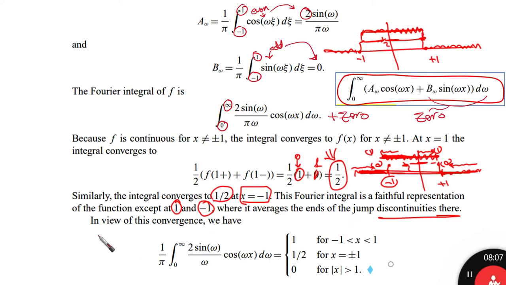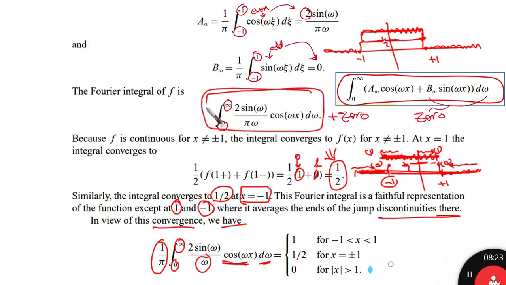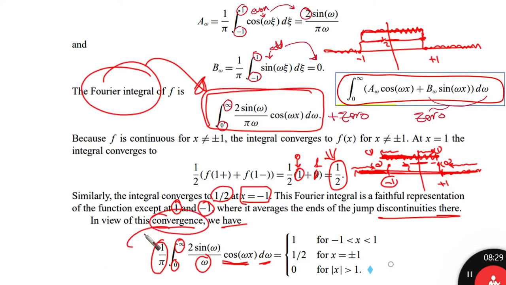Okay, in view of this convergence, we can put it like this: 1 over pi integral from 0 to infinity of 2 sine omega over omega, cosine omega x, d omega, which is what we have mentioned. This is the Fourier integral. Okay, it is going to converge. Remember, we are talking about the convergence. What is the meaning of convergence? It means: what is the relation between the Fourier integral and the function?